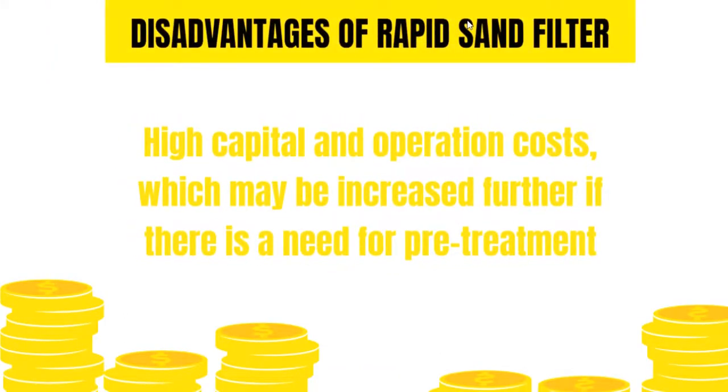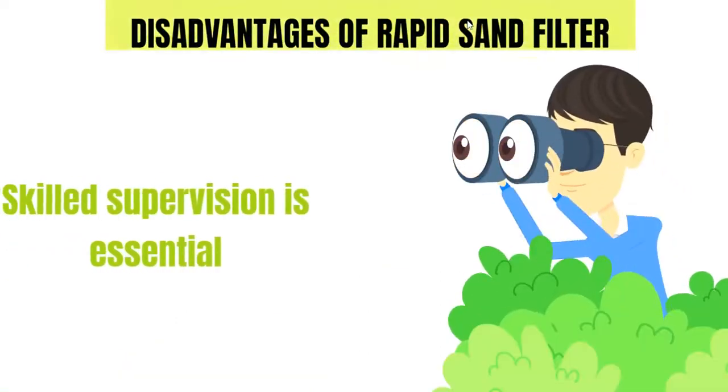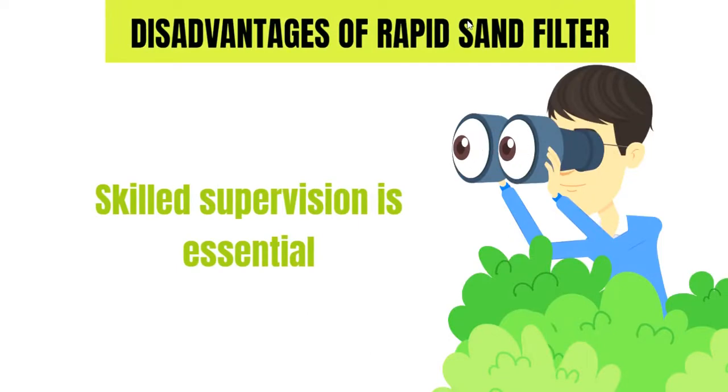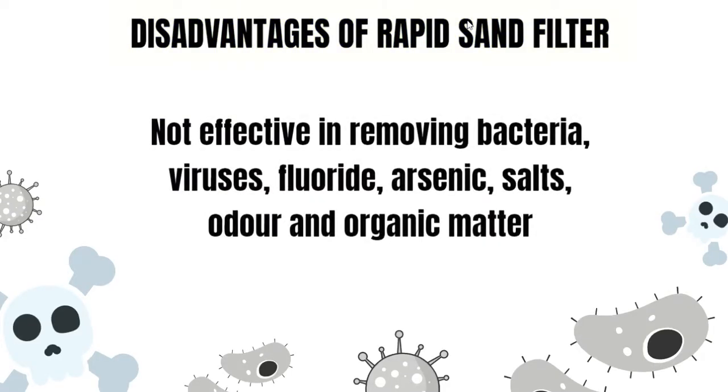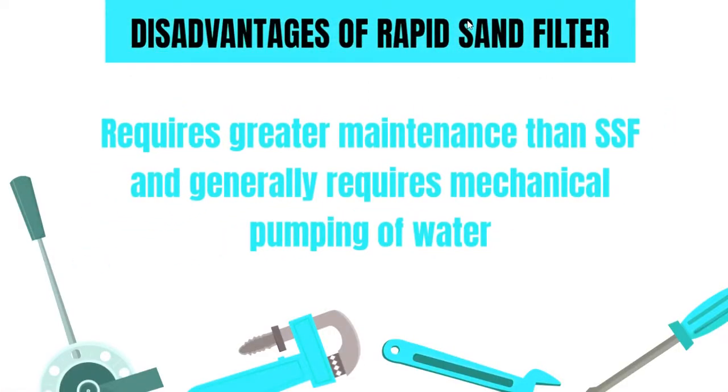Disadvantages of rapid sand filtration. First, high capital and operation costs, which may be increased further if there is a need for pre-treatment of the raw water. Skilled supervision is essential, for example, for flow control and dosage of disinfectant. It is not effective in removing bacteria, viruses, fluoride, arsenic, color, odor, and organic matter. It requires pre and post treatment. It requires greater maintenance than a slow sand filter and generally requires mechanical pumping of water, at least for backwashing.